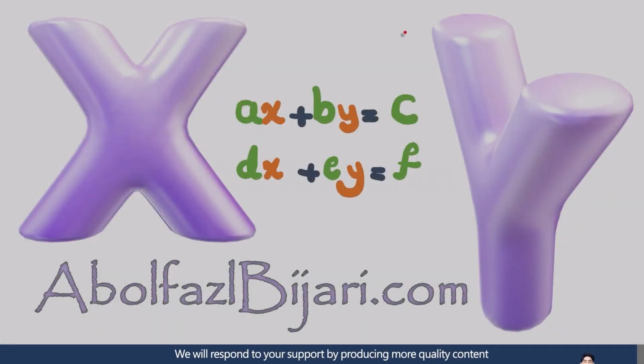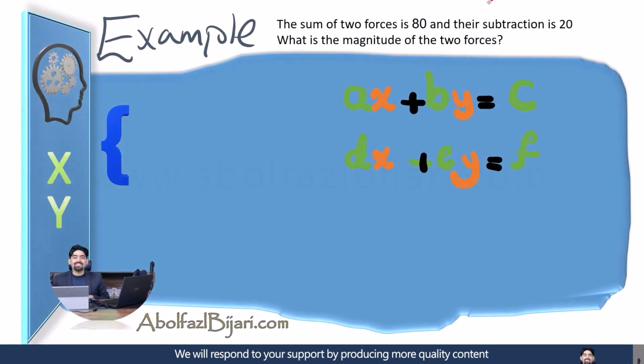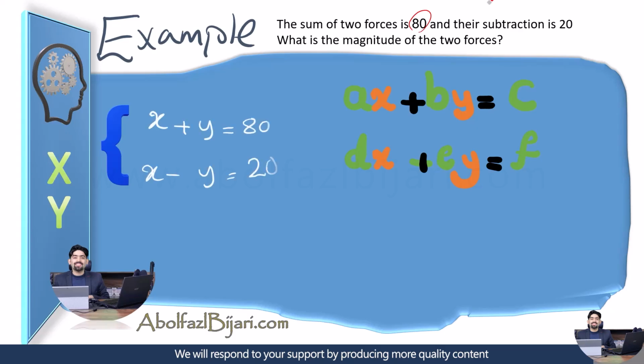Let's start with an example. The sum of the two values is 80 and the subtraction of them is 20. How much is each of them? What should we do? Take one parameter, for example x, and the second one as y. Now, we will write it mathematically.